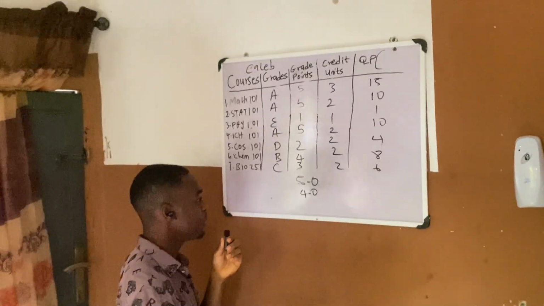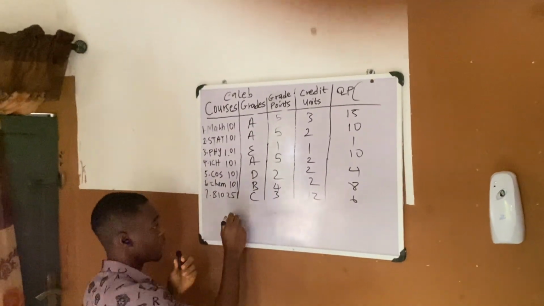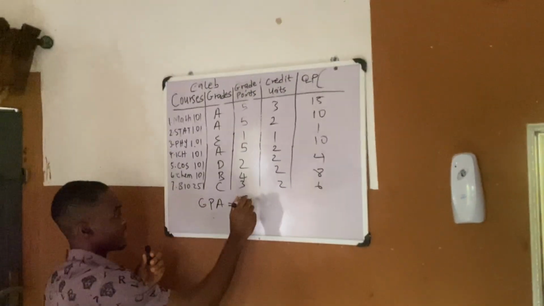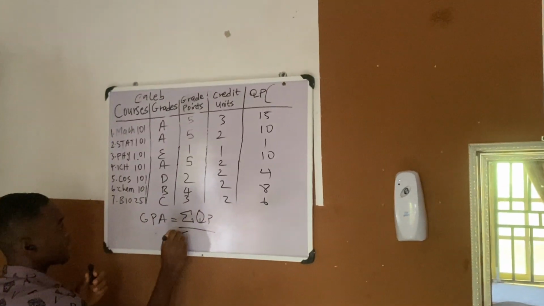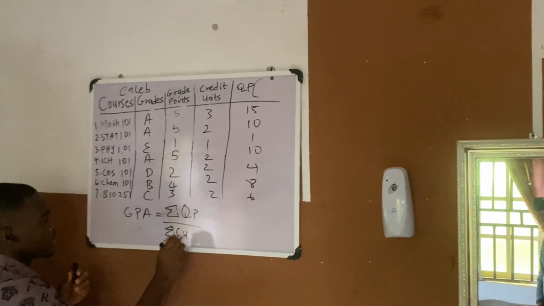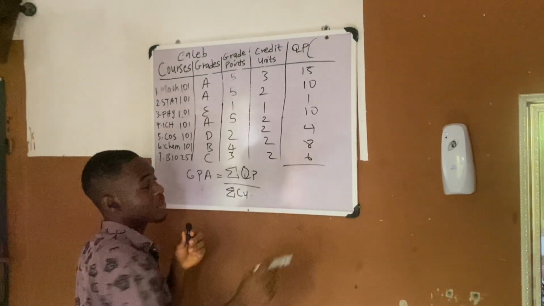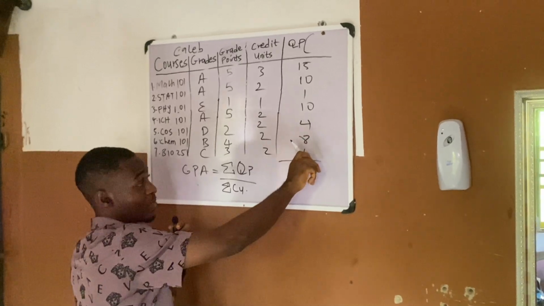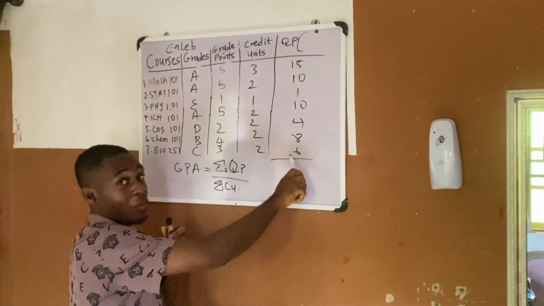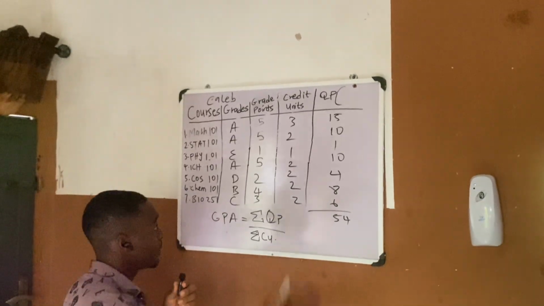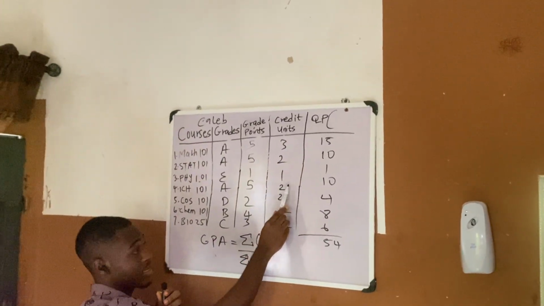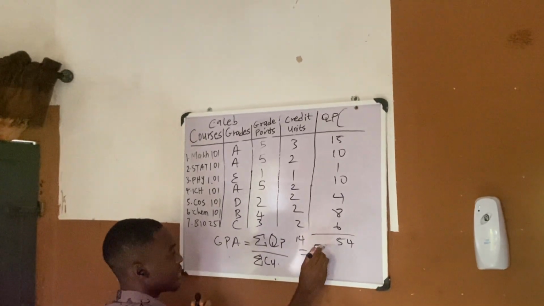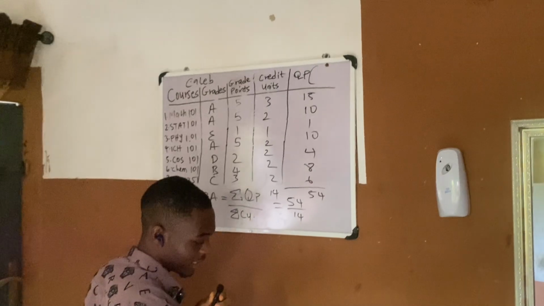So now that we are done, your GPA is equal to the sum, sigma, of quality points over sigma of credit units. So the sum of all these quality points is what? 5 plus 10 plus 1, that's 36, 40, 48, and 54. So yeah, 54. And then the sum of these credit units, 5, 6, 8, 10, 12, 14. All right, we are on point. So what we have is 54 over 14.